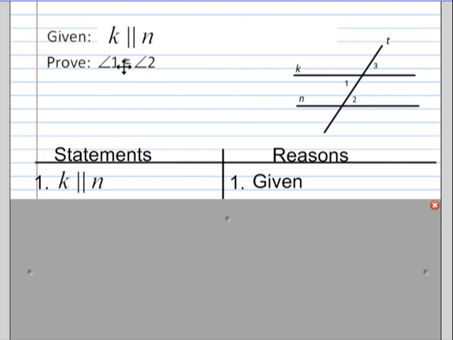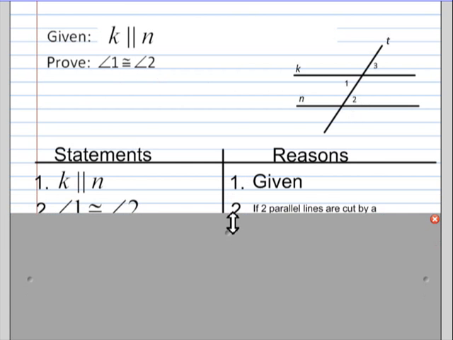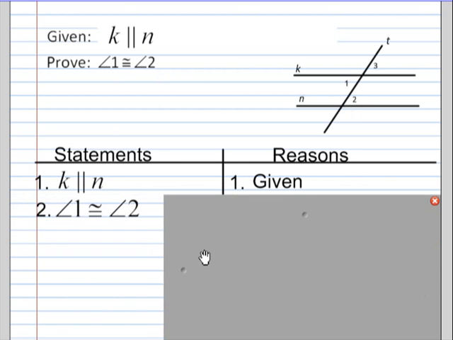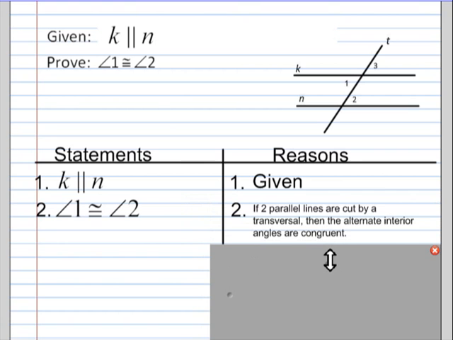And one of our 5 theorems says that if the two lines are parallel, those alternate interior angles must be congruent. So we can actually jump right to the last step of our proof. This is a 2-step proof. And so we can say that angle 1 is congruent to angle 2. And the reason is because if two parallel lines are cut by a transversal, then alternate interior angles are congruent. So you can absolutely write that full theorem out as a reason.